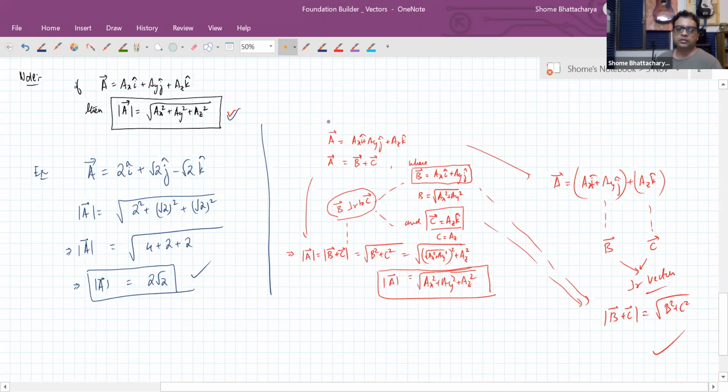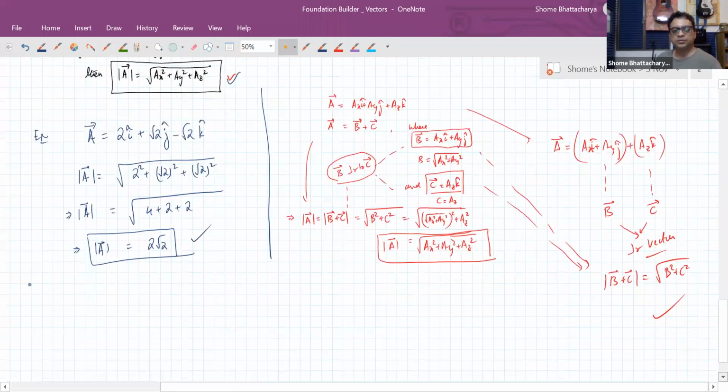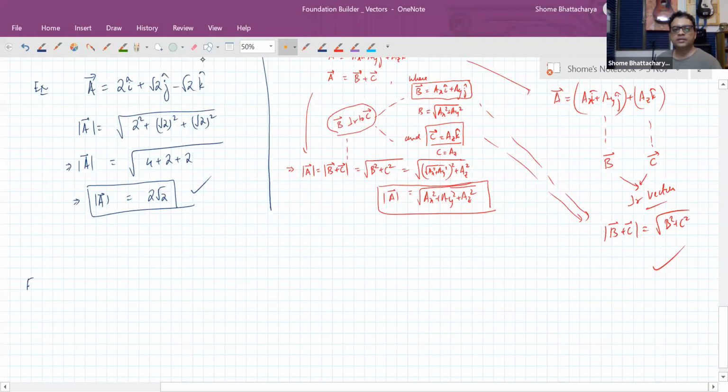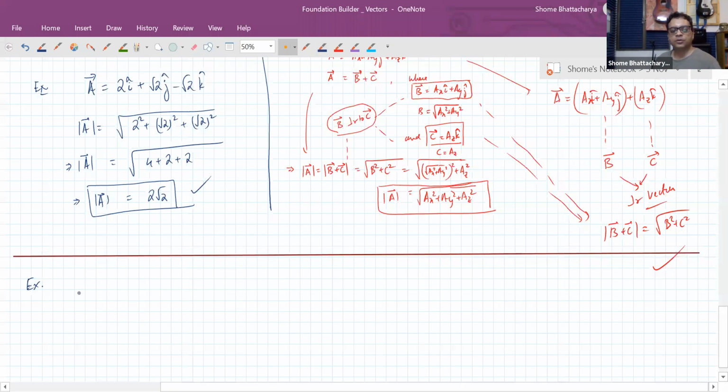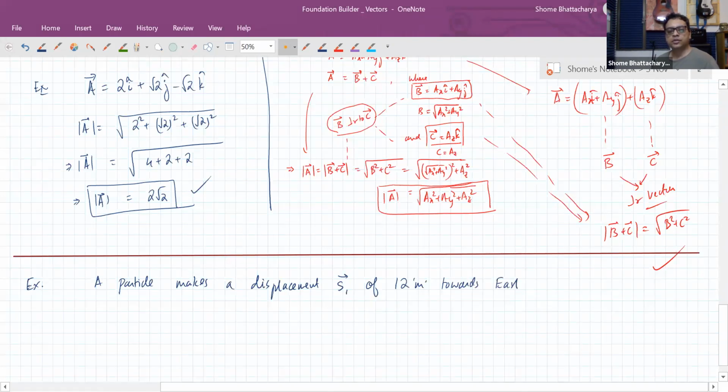So let's look at an example problem where we have to apply the concept of three-dimensional vectors. Okay. So in this example problem, a particle makes a displacement S1, let's say, of say 12 meters towards east.